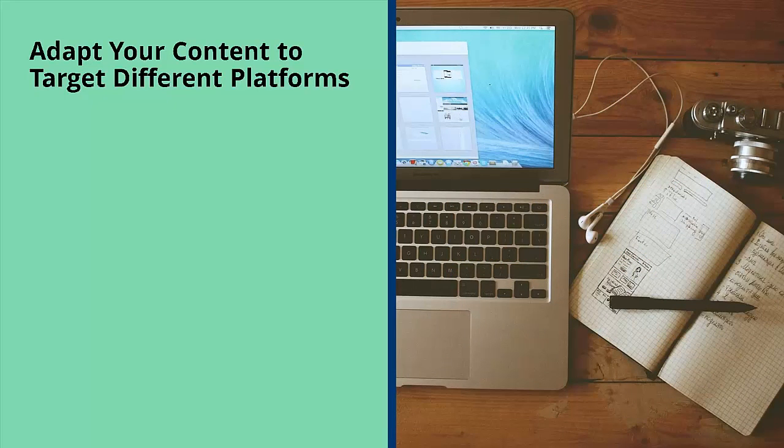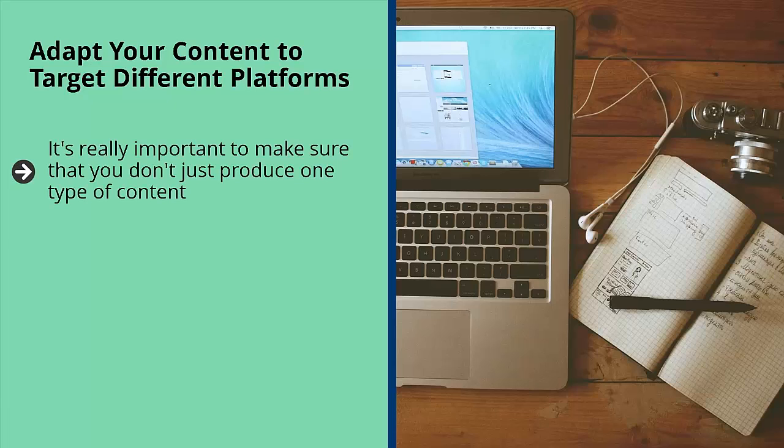Adapt your content to target different platforms. It's really important to make sure that you don't just produce one type of content. When you create content, it must be converted into a format that can be promoted on different platforms. For example, if you have a blog, you can promote the blog's link on Facebook, Twitter, and Google+. However, don't stop with blog posts. You can convert that post into a video.